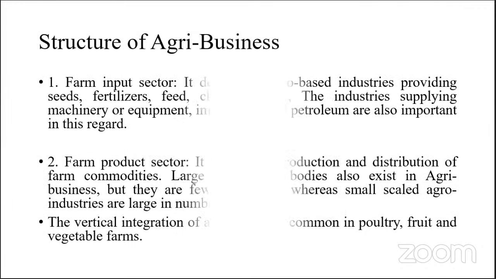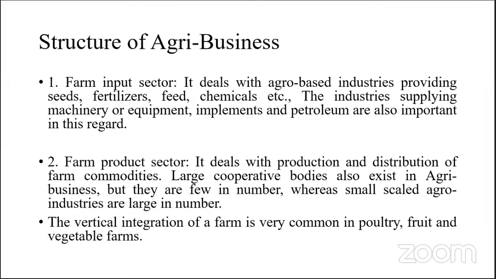Next, moving on to the next theme, that is the structure of agribusiness management. So we have the farm input sector. As I told in the previous part, we have three things: input sector, production sector, and manufacturing and processing sector. So let's see what is in the farm input sector, and how the structure of agribusiness with respect to that sector influences each other.